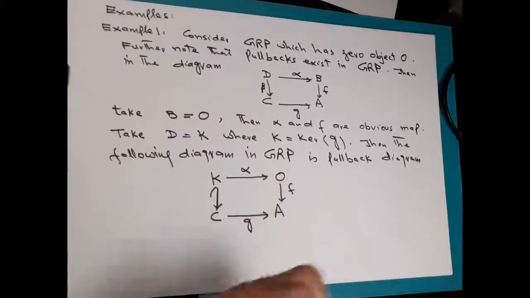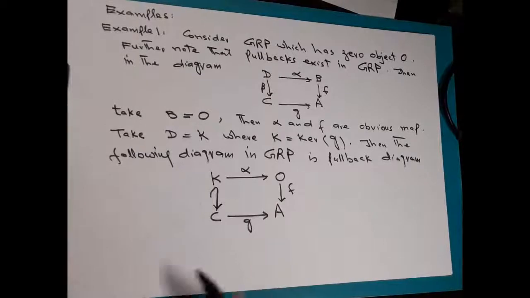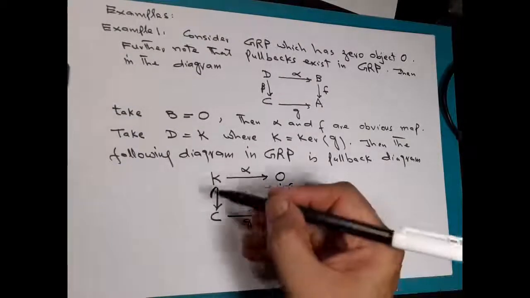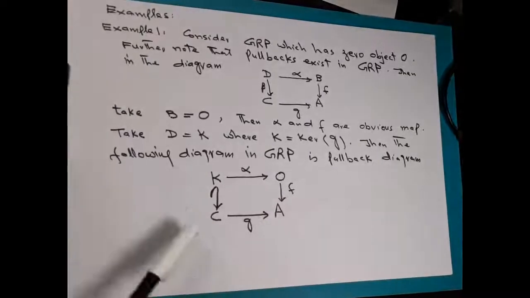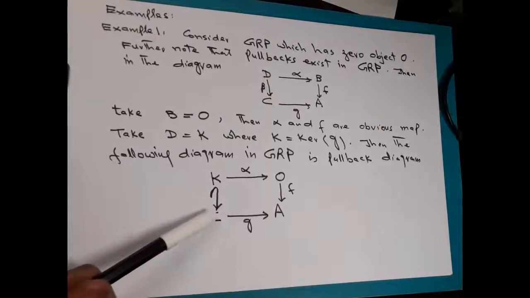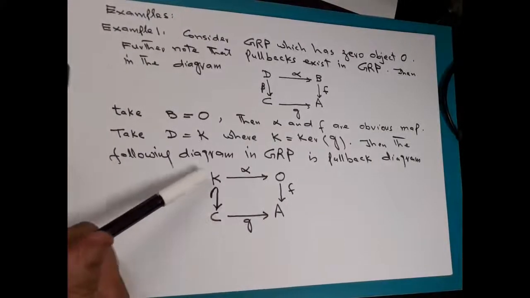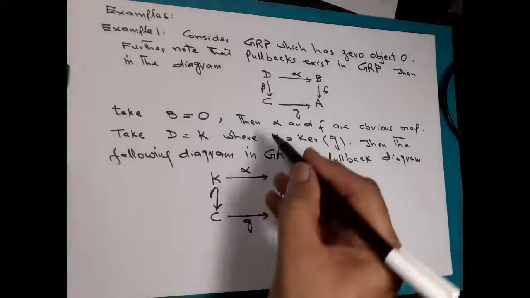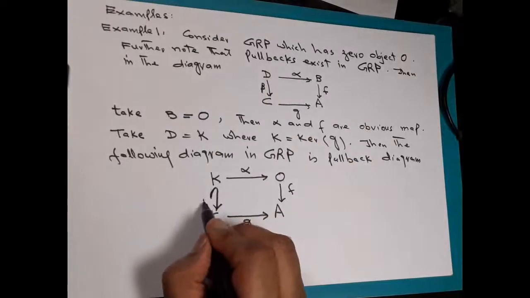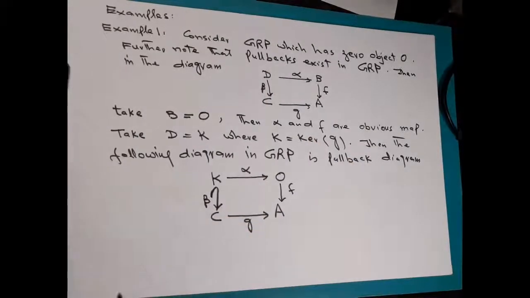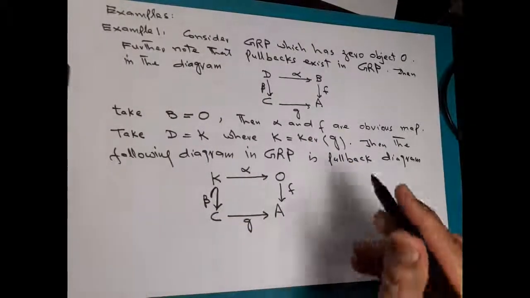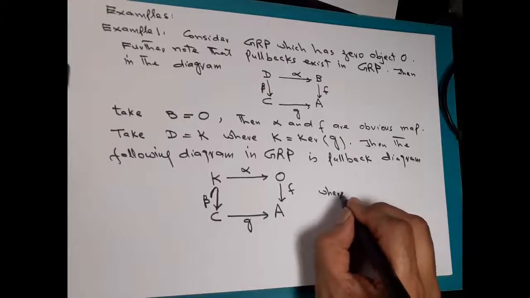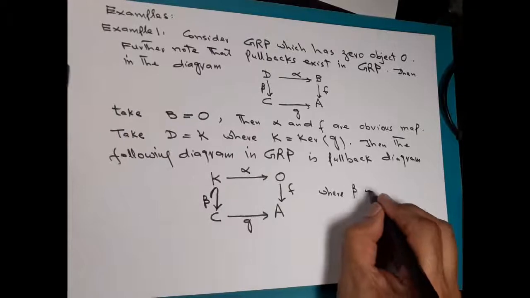When we represent an inclusion map, we simply put a slight curve here. So this is the inclusion map. You know that the kernel is a subgroup of the domain. So the kernel is a subgroup of C. So this is the inclusion map. We denoted it by beta. So let's keep the name beta, but beta is the inclusion map. I note it here, where beta is the inclusion map.